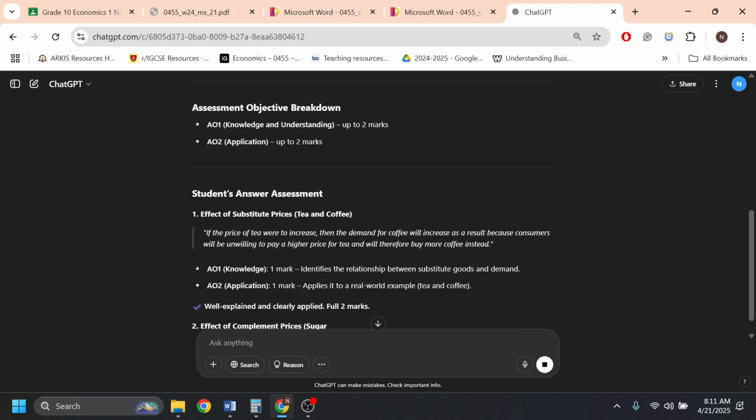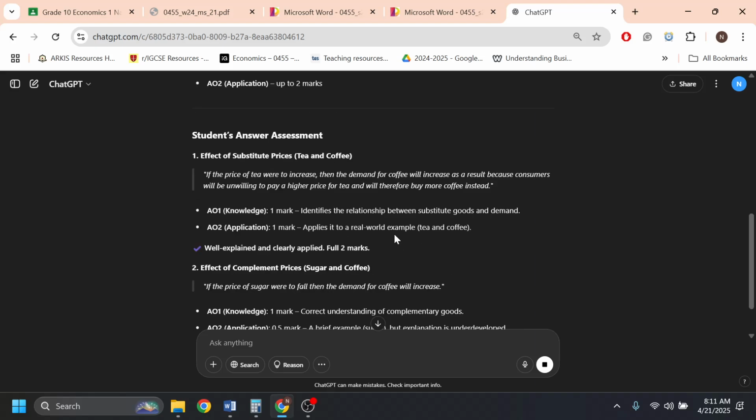Okay. So here, as you can see, if the price of tea were to increase, they've given 1 mark for knowledge and obviously 1 mark for application because you're applying it to a real-world context. Well explained, full 2 marks. I agree. We mentioned earlier about why it's good, and I feel that that's very good.